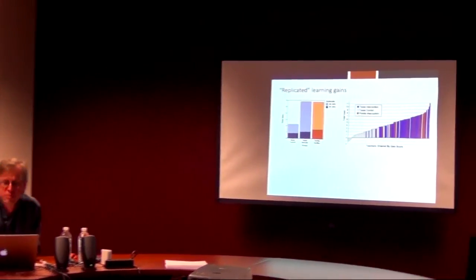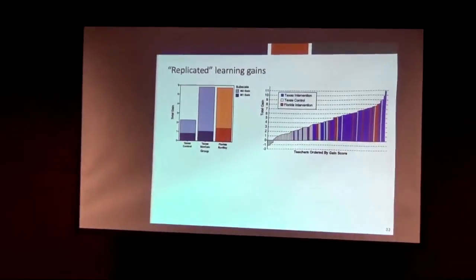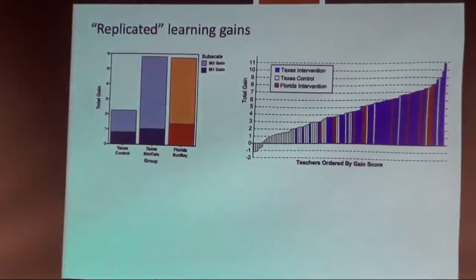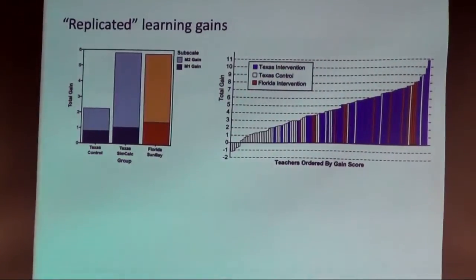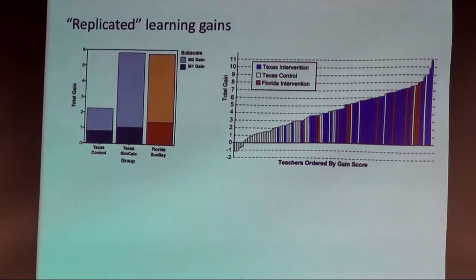But this is in Florida, right? So in Florida, we see the blue are the results from the Texas studies, and the orange are the results from the Florida studies. And we see that in terms of the broad replication of gains on the left, that was almost an exact replication.